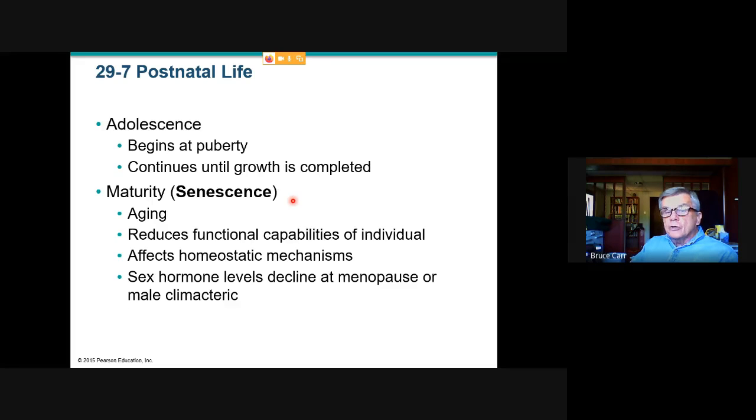We have basically looked at aging in every organ system up until now. This affects the homeostatic mechanisms. One system changes, impacting the other systems that depend upon it. Along with this, we see a decline in the sex hormones. So testosterone and estrogens both diminish as you approach the end of your fertility.